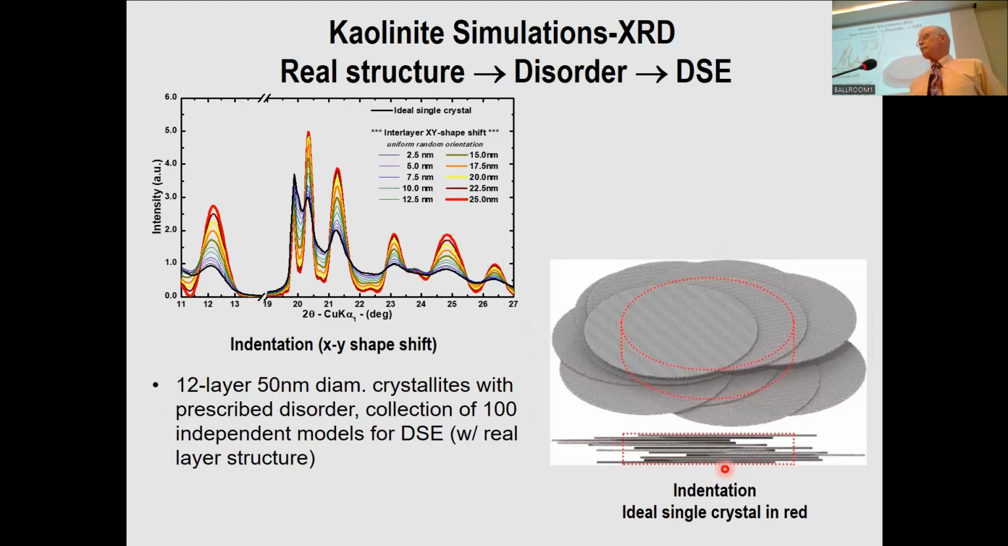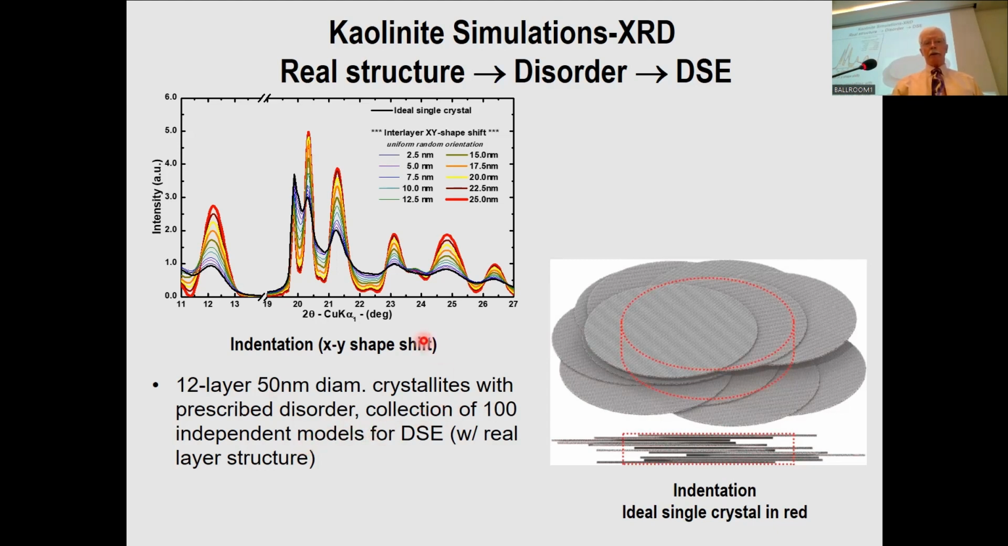Then we did Debye scattering equations. We started with the real structure, and for kaolinite, we used the refined structure that I did in the 1980s. We disordered it. We used a 12-layer, 50 nanometer diameter crystallite. If we went any larger, rather than 2 weeks on the supercomputer, it would be 2 months. The time goes up drastically because, remember, you have to identify every single atom. You can't use symmetry from one unit cell to the next. You have to define them all. We made 100 independent models, statistically different, but with the same type of disorder.